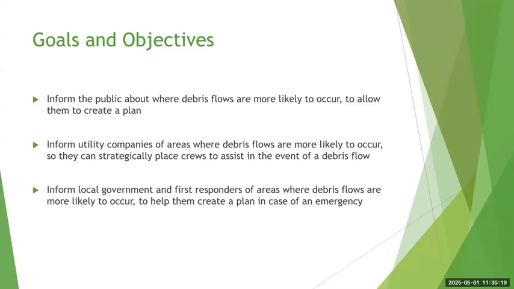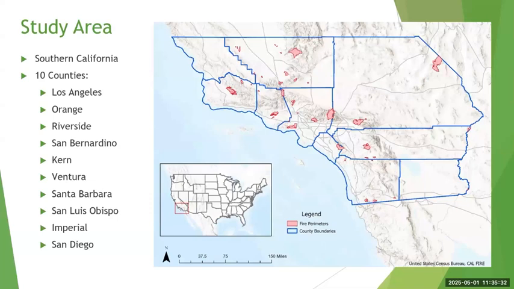And also the local government and first responders so that they can plan in case of an emergency and plan ahead so they can do some road closures in areas that are going to be highly likely. Our study area here is in Southern California. We're looking at 10 counties here.